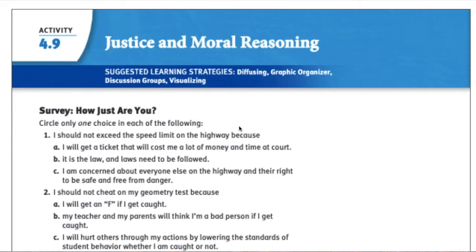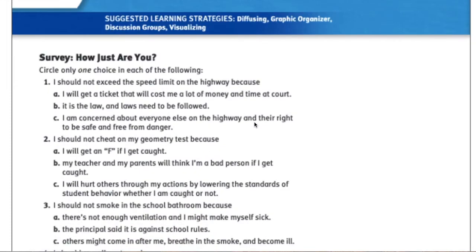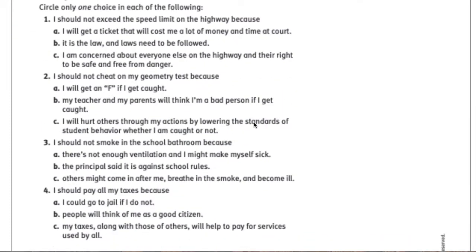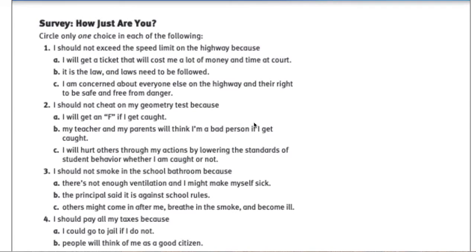So this is activity 4.9 in Springboard. Remember, you guys can access all of this by logging into Springboard. This one should be a pretty fun one this week. It's justice and moral reasoning. Now the first part is a quick little survey about you and yourself. Just take the time to go ahead and get this done on a separate sheet of paper. Remember, we're doing everything separately, and then you're going to submit it on Schoology when you're done. So that's how you're turning things in.